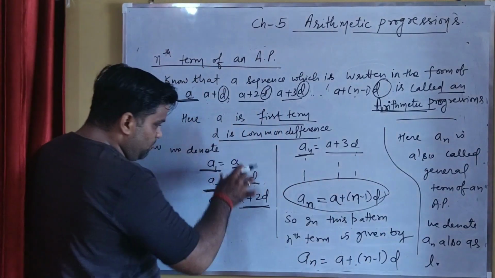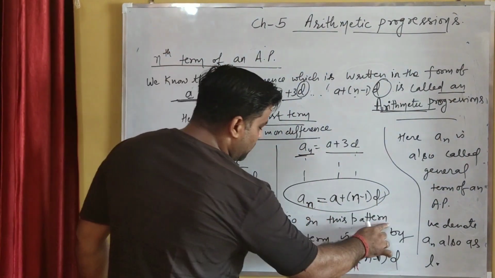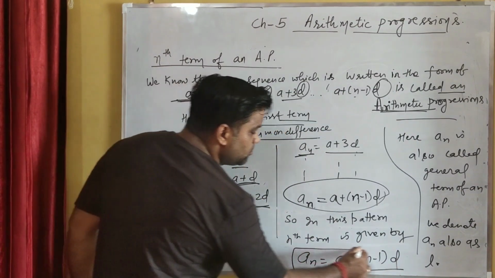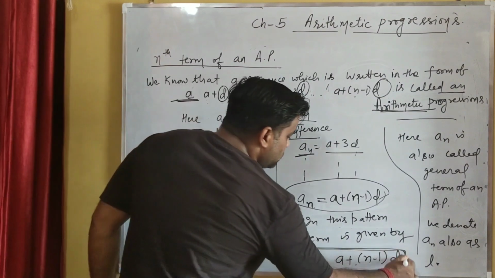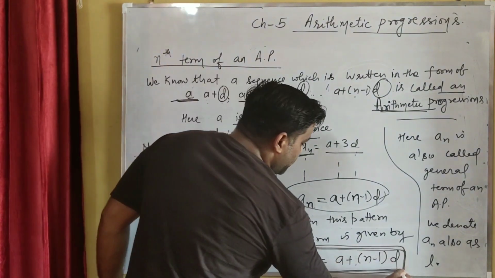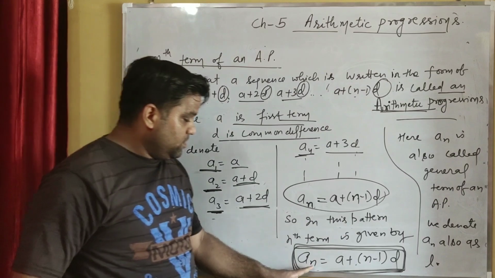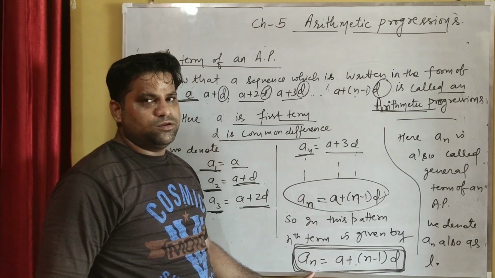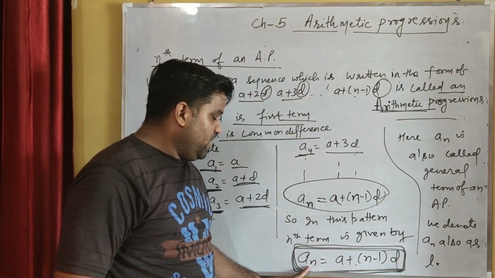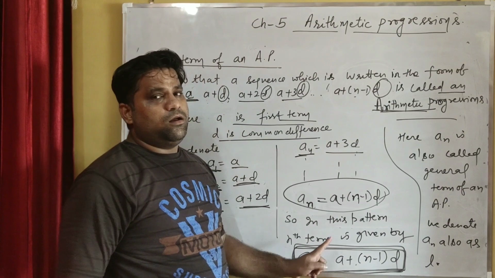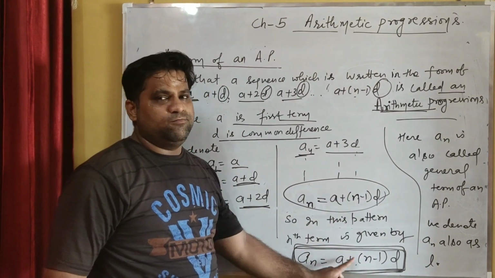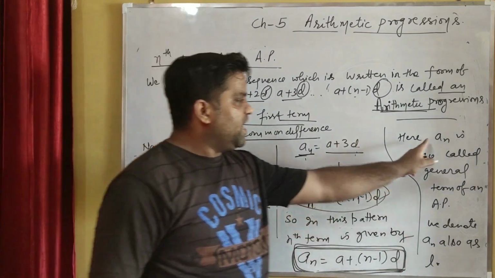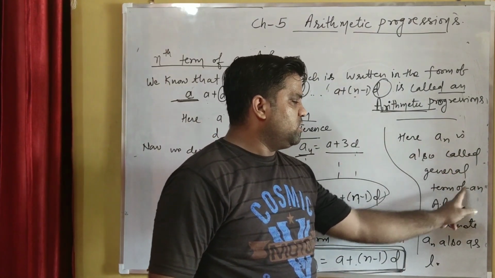So here some pattern is being followed. In this pattern, the nth term is given by An equal to A plus n minus 1 into D. So it is called the nth term of an AP. Here n is a natural number. So our nth term of an AP is given by An equal to A plus n minus 1 into D. That An is also called the general term of an AP.